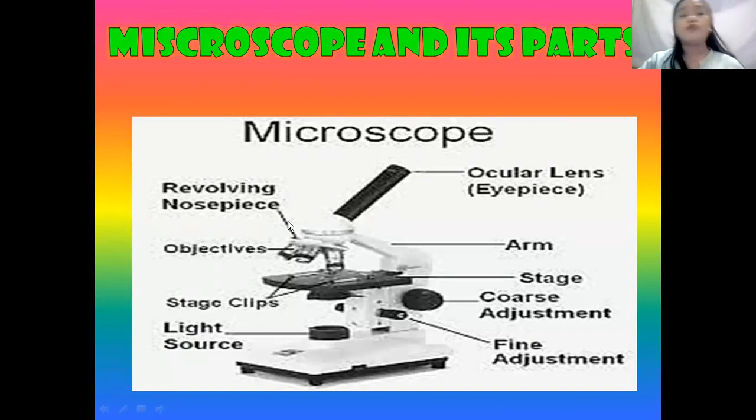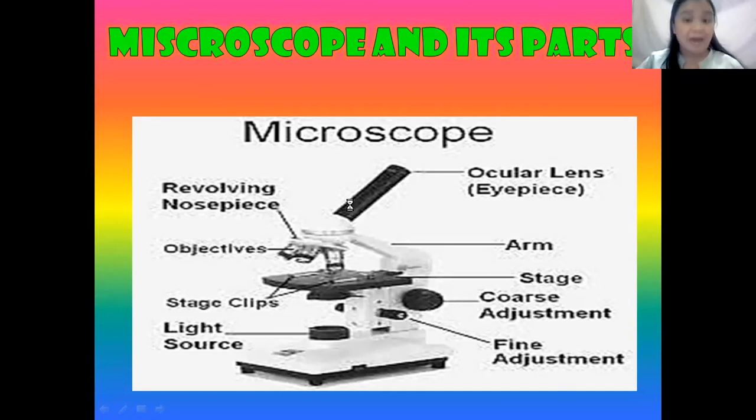First, we have the revolving nose piece, objectives, stage clips, light source, ocular lens, or mostly known as eyepiece, arm, stage, coarse adjustment knob, and fine adjustment knob. Why I added knob? Because it's like a doorknob wherein you can twist it. And later you will know the function. Okay, so this is a typical microscope.